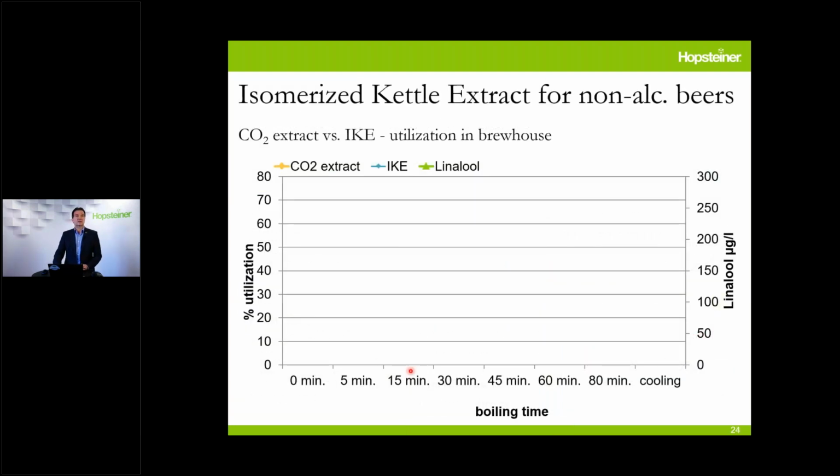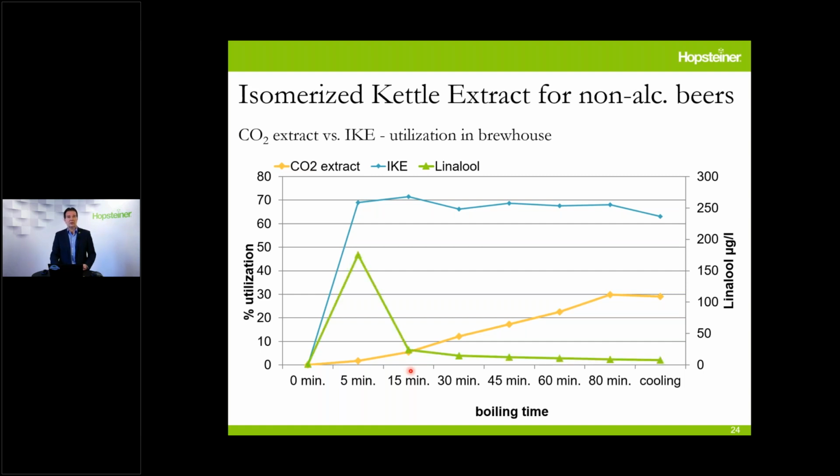So that is something very easy to explain for the comparison of CO2 extract and the pre-isomerized kettle extract, the AIC. For CO2 extract, it takes a while for the extract to go into solution, to go from alpha acids into iso-alpha acids. So at the end of the boiling process, utilization rate is a little bit higher than mentioned here. It's around 35% on average in the brew houses that we know. When you use AIC, you have it immediately because the pre-isomerized alpha acids go directly into solution with a very good utilization. And that's the same with the linalool. Linalool goes also into solution very fast because of the polar structure of the molecule.